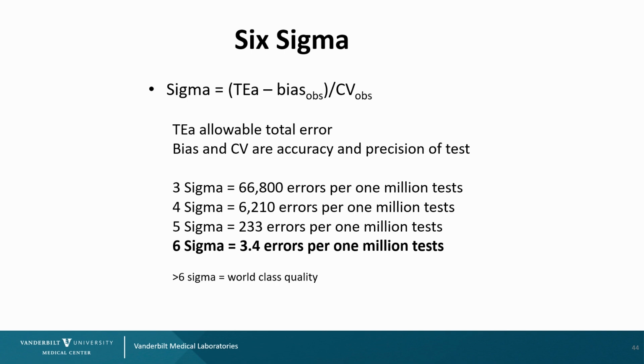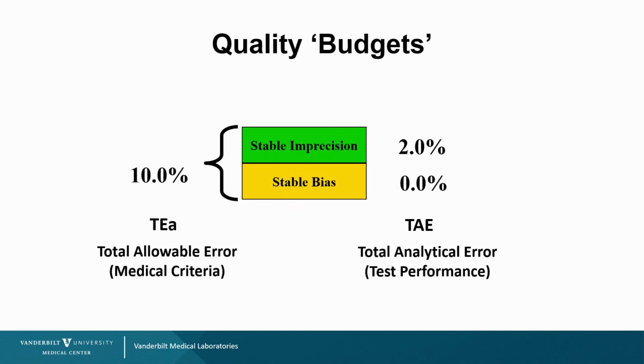When we think about bias, we think about imprecision and total allowable error, it sets us up for a quality budget. In other words, if we have a total allowable error of 10%, we can then assess our bias and imprecision in analytical performance within that allowable budget, that 10%.